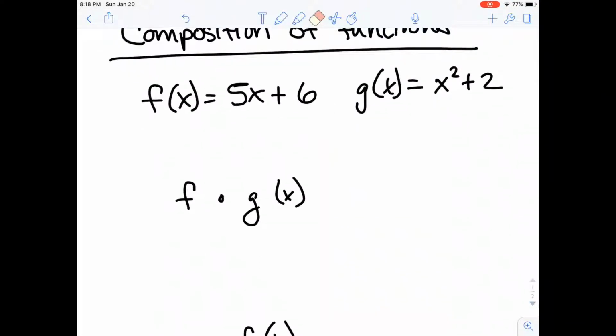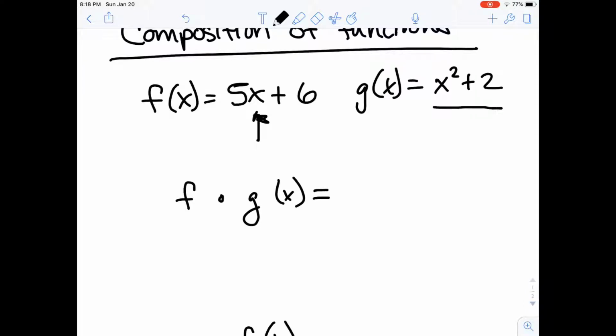It's pretty easy. So you have f of x equals 5x plus 6, and you have g of x equals x squared plus 2. So basically, the first function is f. Here's the thing you have to think of: wherever I see an x in f, I'm going to substitute my second function, g. So I'm going to substitute all of this into x. And this is what it looks like. And then you just simplify.